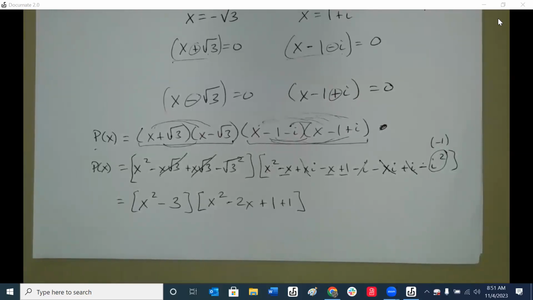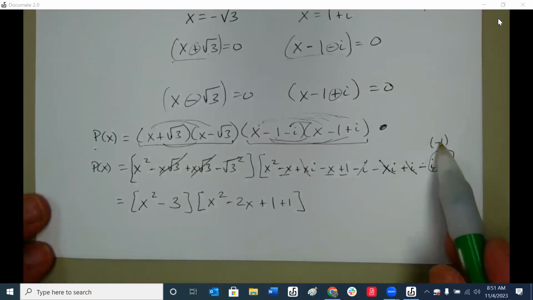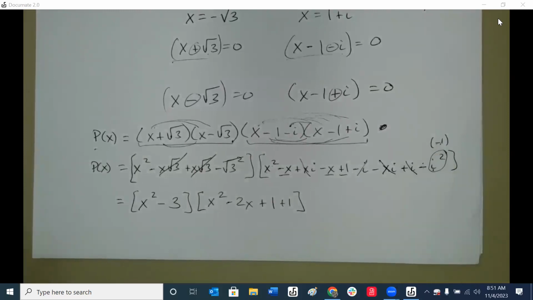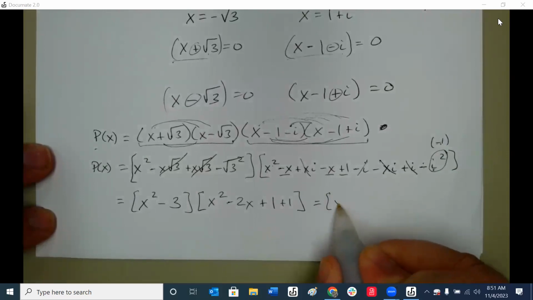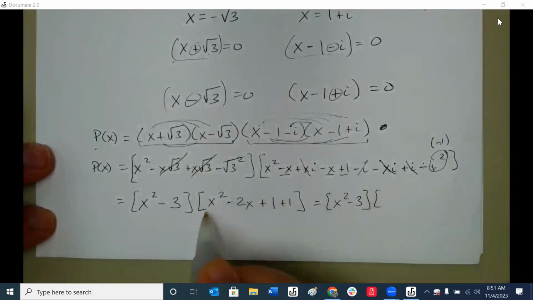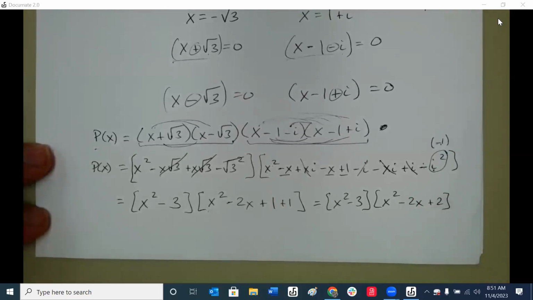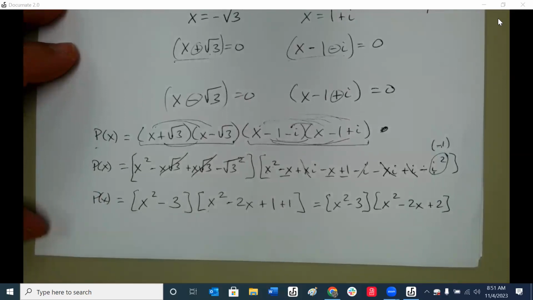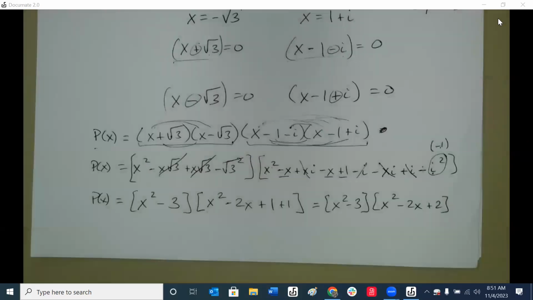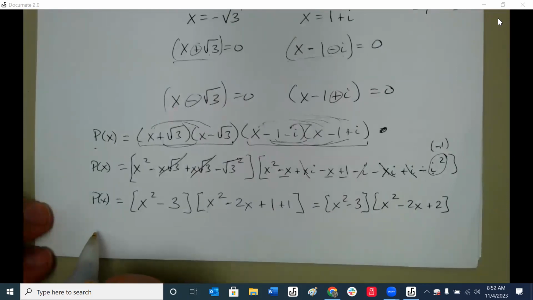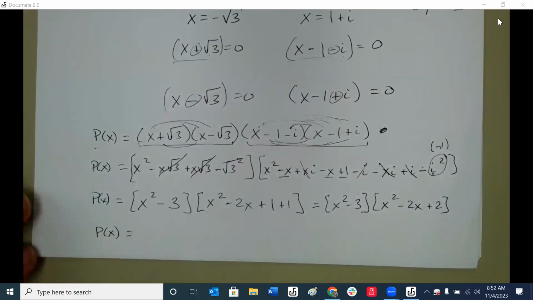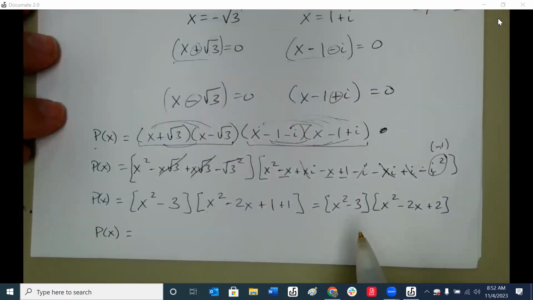That's what I'm saying. I need to see what you know, because when you do this by yourself, I'm not going to be around to help you. So be very careful about the signs. i squared is negative 1. Negative times that makes it a positive 1. So this becomes x squared minus 3 times x squared minus 2x plus 2. And then continue. You're not going to see what I do until I unfreeze it. I want to see what you get first.